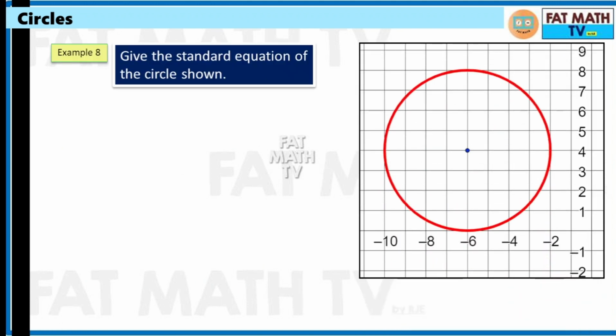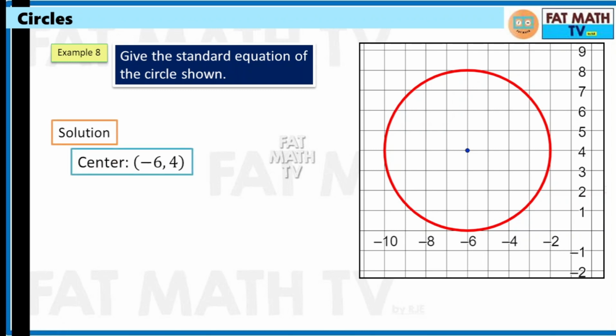Example number 8. Same, you're given here the graph of the circle, and you're asked to give the standard equation. What is the center of this circle? What is the x coordinate? That will be the h. The y coordinate will be the k. So the center is at, yes, that's right, -6, 4.